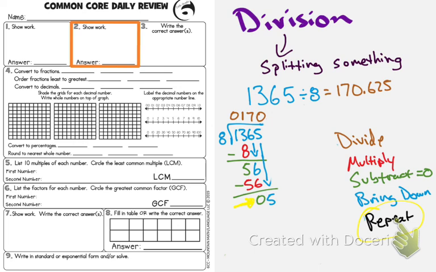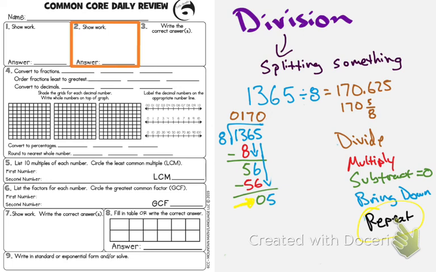In this case, when I end up with 5 as my answer when I've brought things down, now I can simply write my answer as 170 5/8 because I have 5 left over that are being split up into 8 parts. And in fact, if you were to grab a calculator and you were to divide 5 divided by 8, you're going to see that that decimal number that you end up with is 0.625, which is where that value comes from.